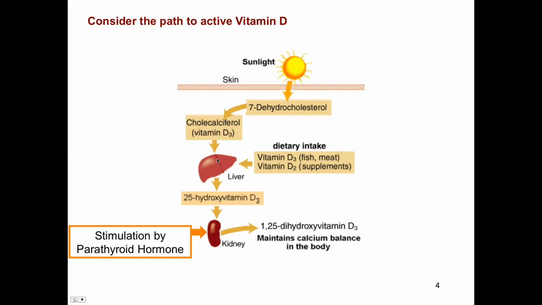Now, in the liver, this D3, as well as D2 if you get it from supplements, is going to be converted into 25-hydroxy vitamin D3. And then the kidney is actually going to do the final step, stimulated by parathyroid hormone. In semester 2, if you're taking AMP2, you're going to learn a bit about the endocrine system. Parathyroid hormone is released when you have low blood calcium. It does a number of things, but one of the things that it stimulates is this final conversion to the final version of vitamin D.